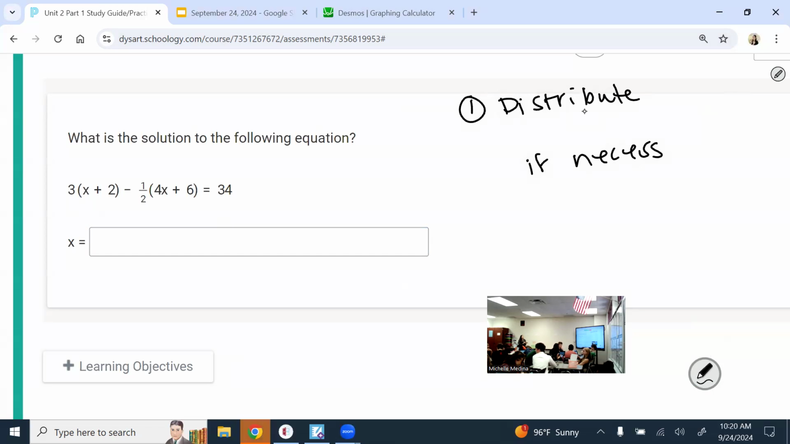Your computer is lagging a ton. But if you see that you can distribute, you should do that first. Do I need to distribute in this one? Yeah, I'm actually distributing a fraction here. I'm also distributing this 3 over here.